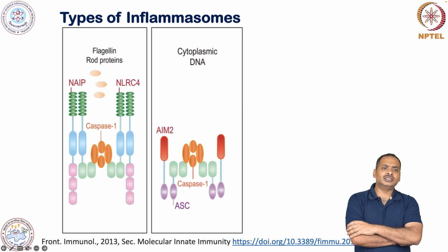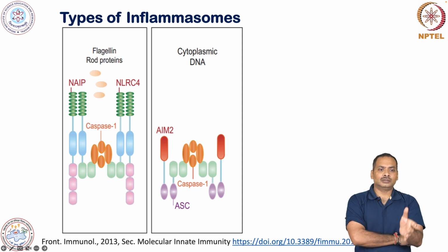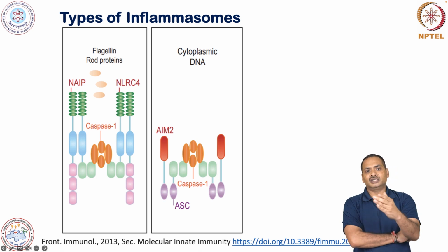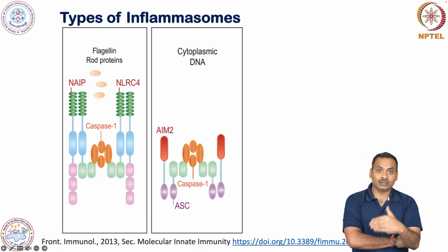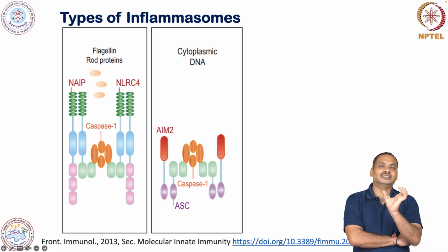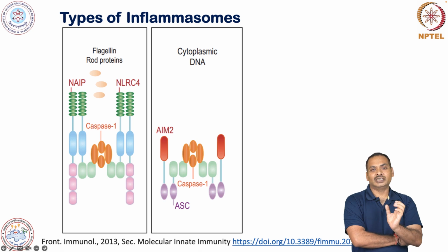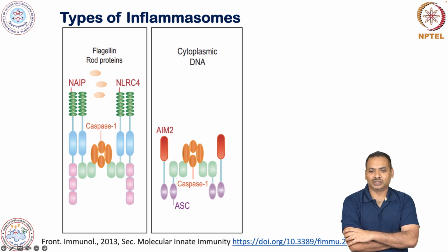There is another inflammasome which we call NAIP or NLRC4, and this also makes a multi-protein complex. And there is a cytoplasmic DNA sensor, which I will talk about more when I take up the sensing of DNA, most likely in the next session. This also makes an inflammasome, which we call the AIM2 inflammasome.